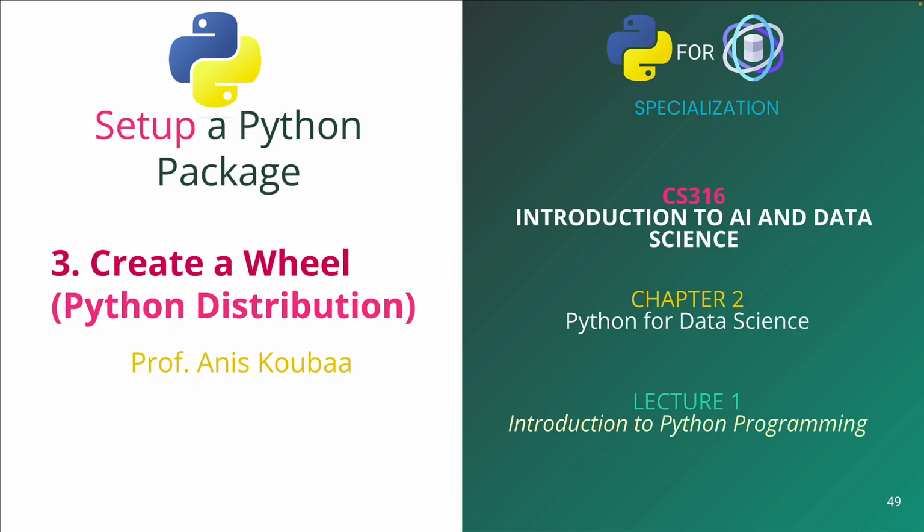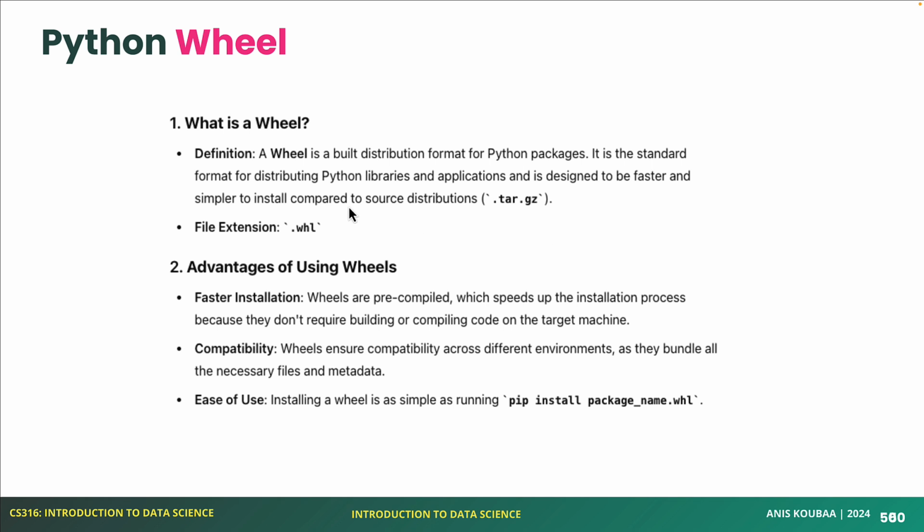Okay. So how to create a wheel? A wheel is basically a Python distribution of a Python package. It is the standard format for distributing Python libraries and applications, and is designed to be faster and simpler to install compared to the source distribution. So usually when you run pip install . in your directory, it is going to create a .tar.gz. This is a compressed distribution that you can also share with others. But it has some limitations in terms of speed and ease.